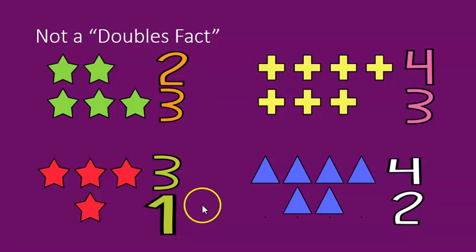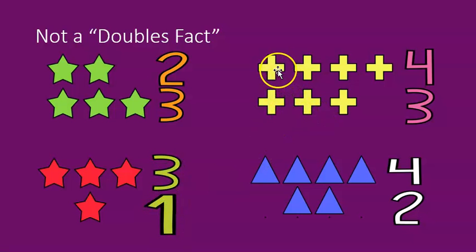Now let's come here to this example. There are 3 stars in the first row, but there is only 1 star in the next row. Therefore, these 2 numbers are not a doubles fact because they are not the same.